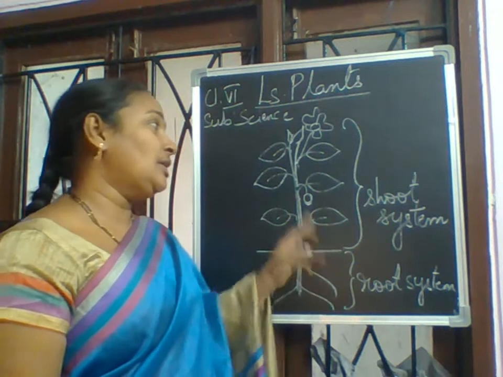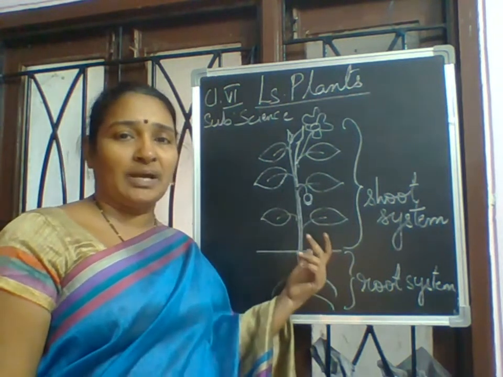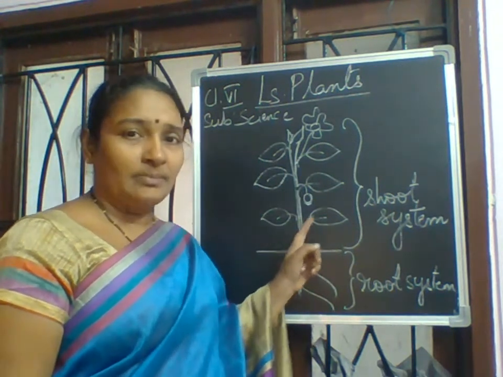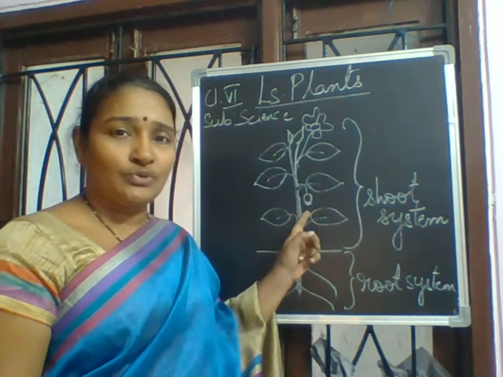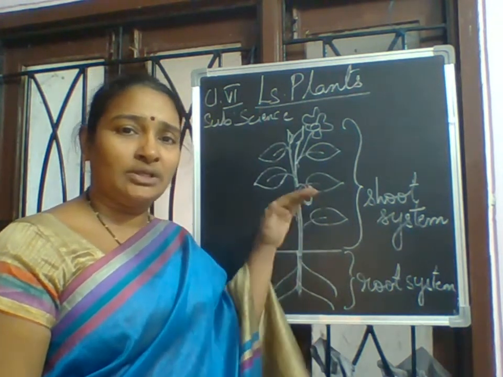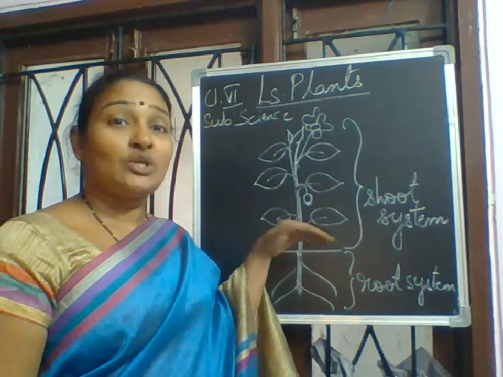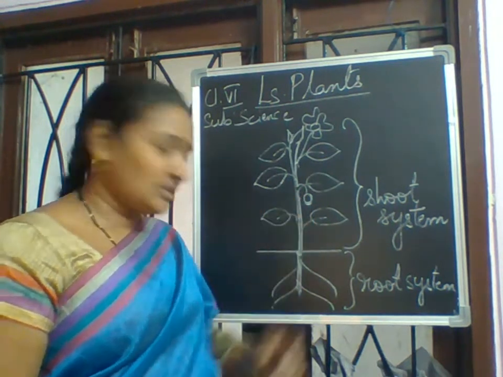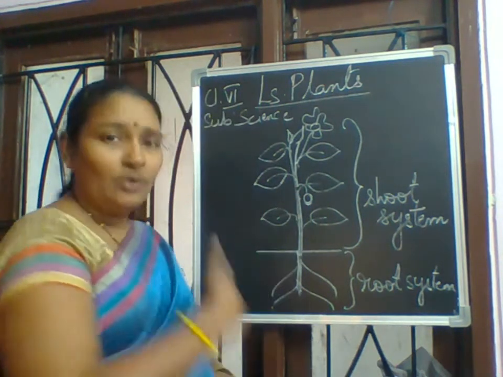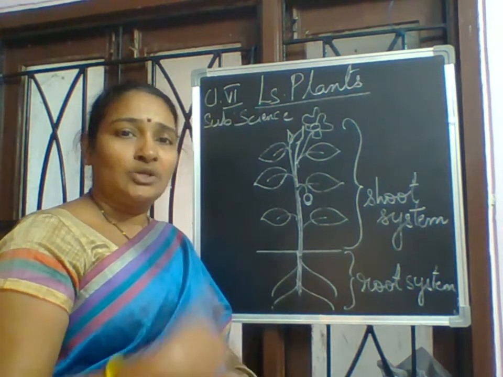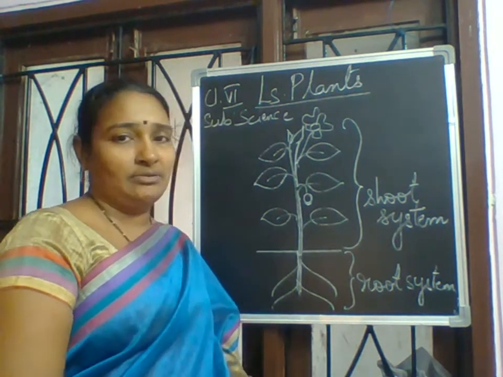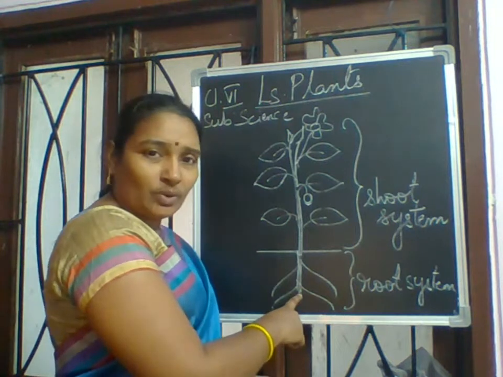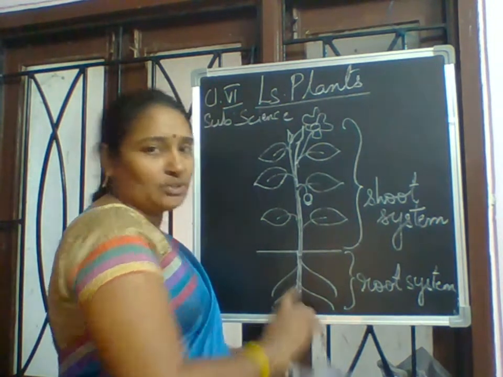Next, in the shoot system we will find different parts like stem, leaves, flowers, and fruits. Everything we find on the shoot system, on the stem, we will find all these parts. Now we will go one by one through each and every part in detail. First, we will study the root system.